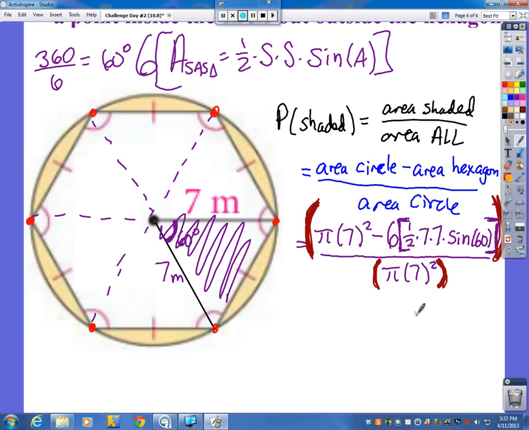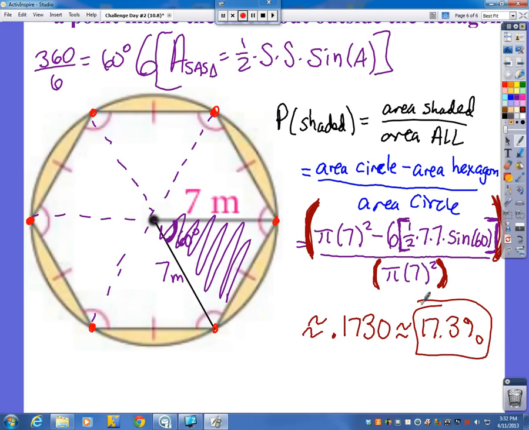Now, if you have a graphing calculator, you will want to make sure that it is in degrees, which mine was not, because I got an answer that was 129%, so I knew something was wrong there. And I get that this is approximately, to 4 decimal places, 0.1730, which is 17.3%. So I have a 17.3% chance of randomly selecting a point that will land inside the circle but outside of that hexagon, which is more than I thought it was truly going to be.